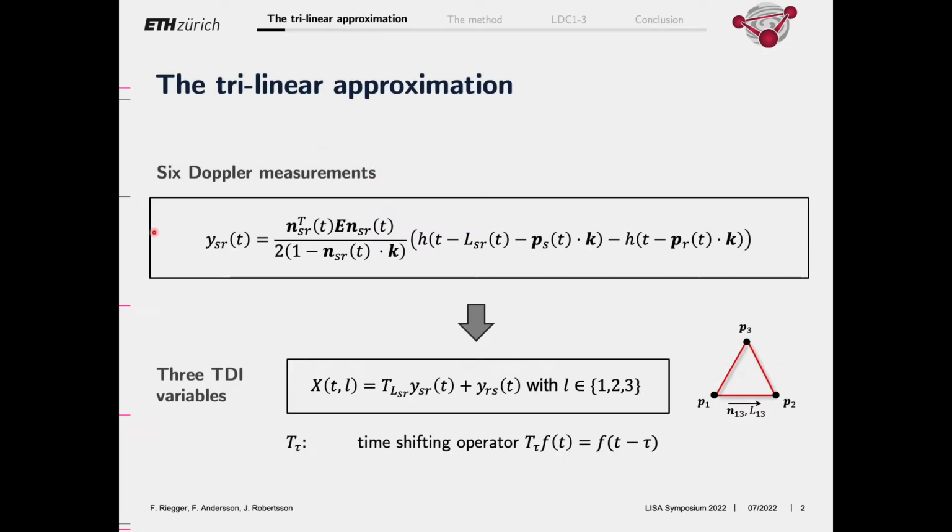So here we see the model for the Doppler measurements, of which LISA will constantly track 6. Since these Doppler measurements are polluted by noise components which might be even larger than the signal of the gravitational wave, we're normally working with the so-called TDI variables. And those TDI variables are linear combinations of time-shifted Doppler measurements.